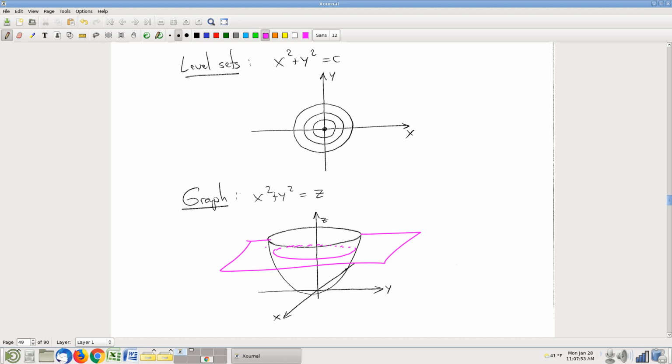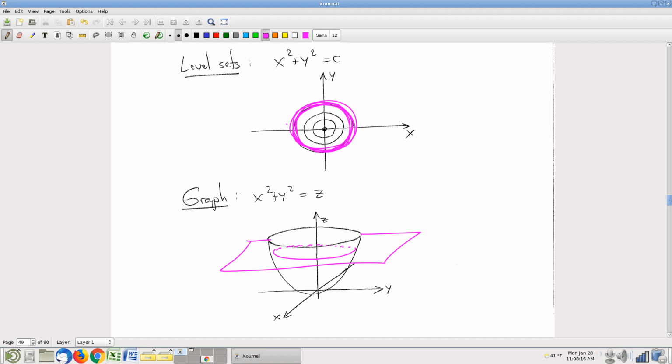Take a cross section there of that paraboloid, right? Horizontal cross section, setting z equal to a constant. No surprise, what you get is a circle, namely one of the level sets. Everybody on board?